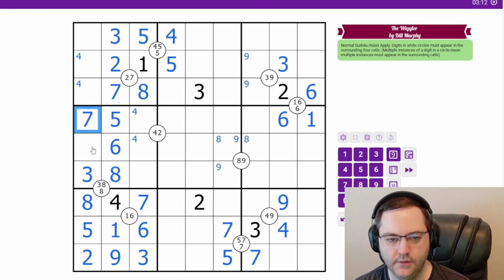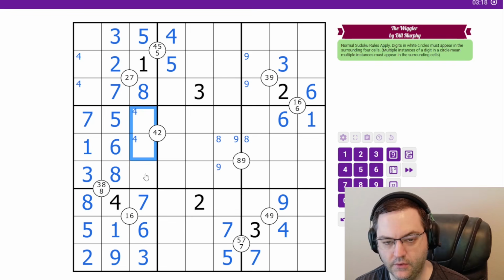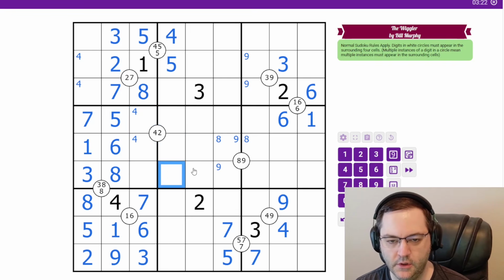1 and 7 here is resolved. And these are 2, 4, and 9. The 2 does not have to go here. We could have a 2 here and a 2 here to complete the quad clue. So we can't do much with that yet either.